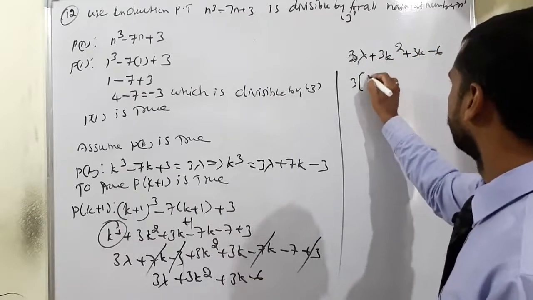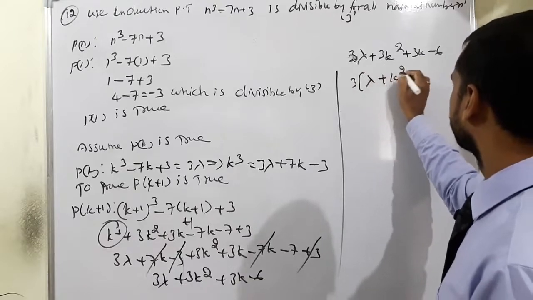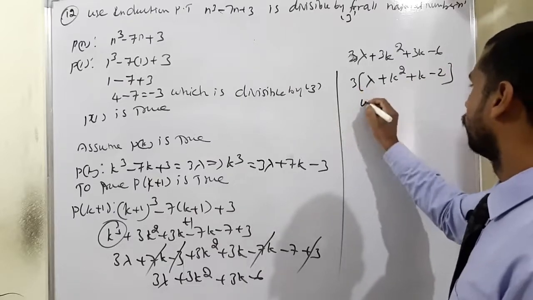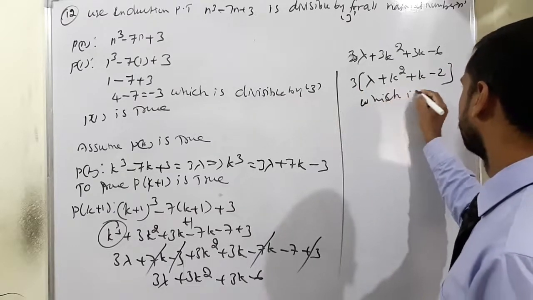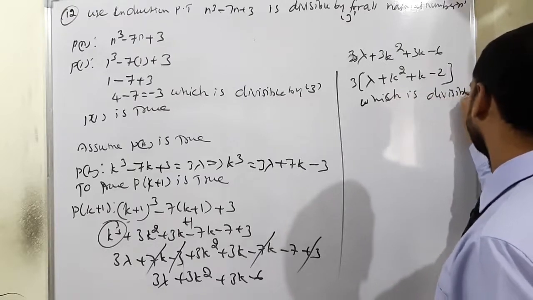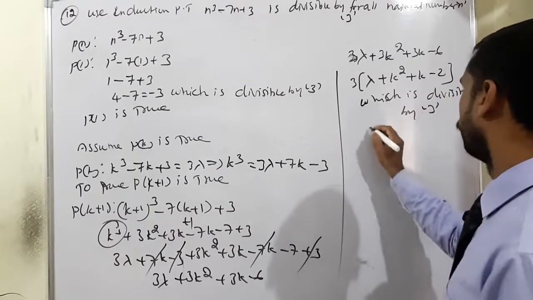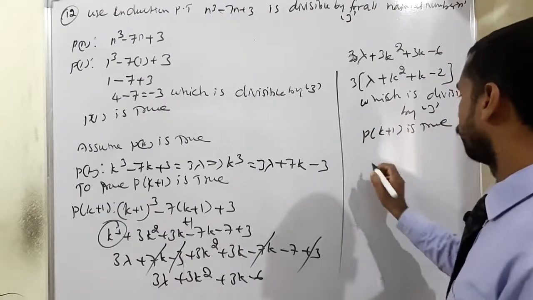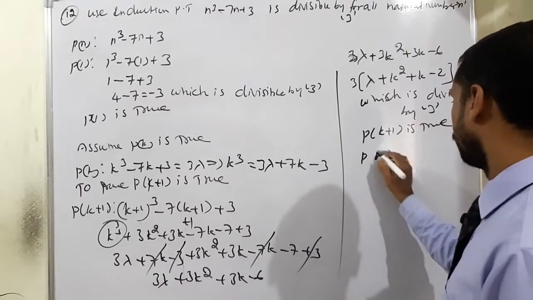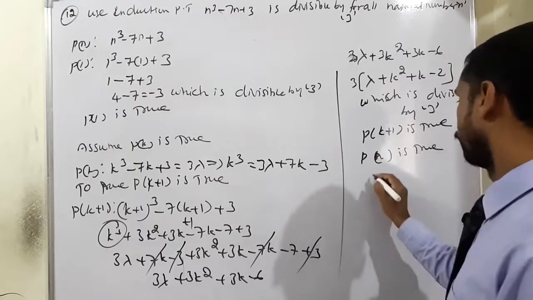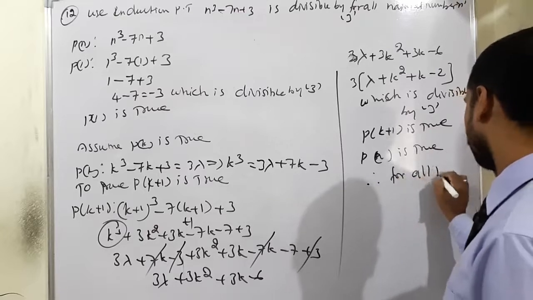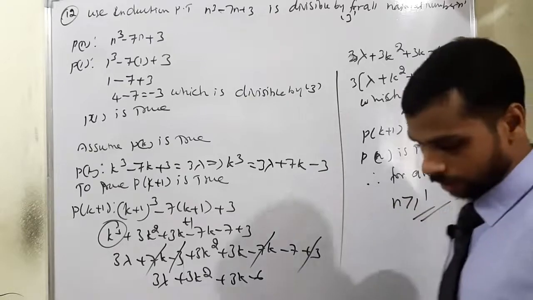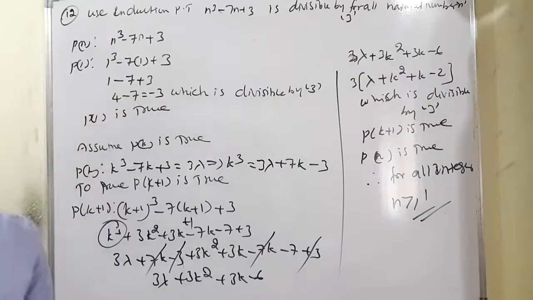Again 3 taken common outside means lambda plus k square plus k minus 2. So this into 3 means definitely we can say which is divisible by 3. Therefore P of k plus 1 is true. So P of k plus 1 is true means definitely we can say P of n is true for all integers n greater than or equal to 1. Okay. So I will continue the next question from exercise 4.4.